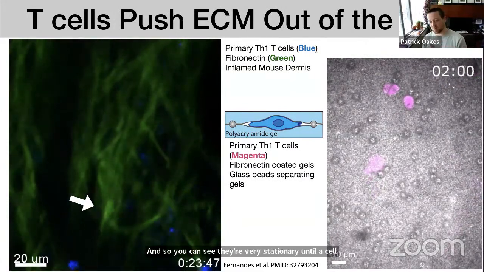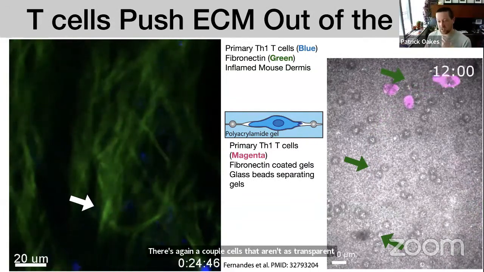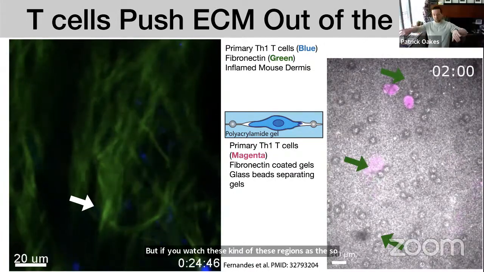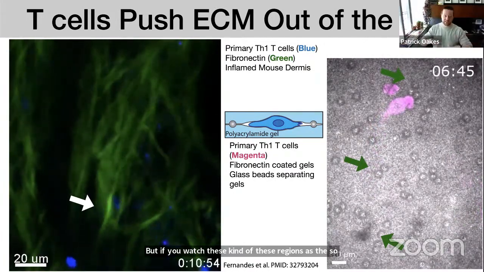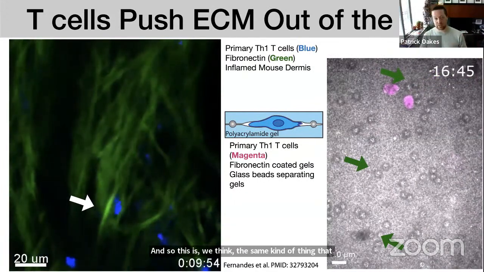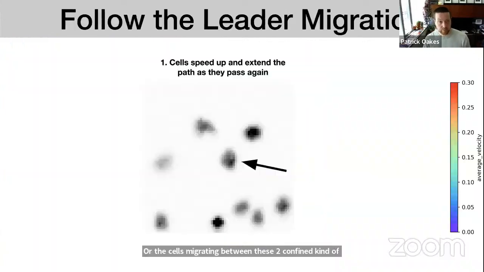There's again a couple cells that aren't as transfected as well. But if you watch these regions, as the cell migrates through, it's literally just grabbing hold of them and pushing them out of the way, right? And so this is, we think, the same kind of thing that you're seeing with the cat under the bed or the cells migrating between these two confined surfaces.